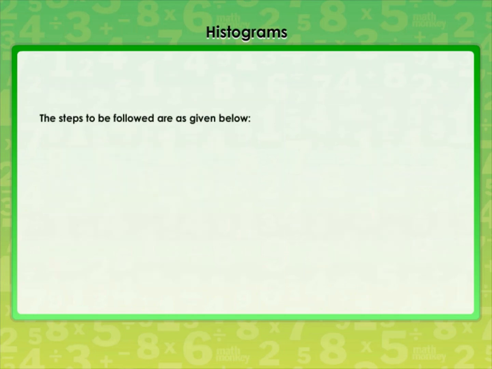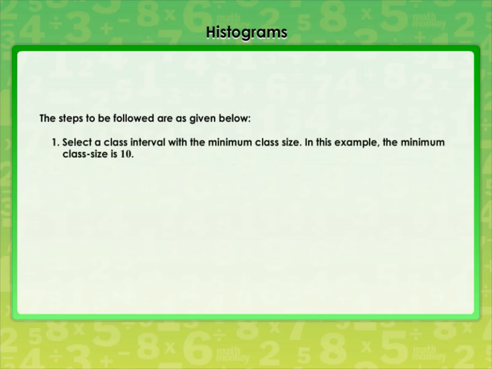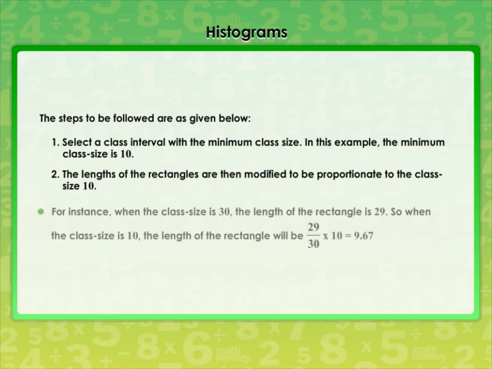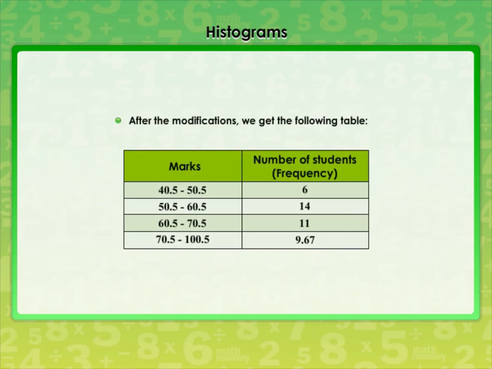The steps to be followed are as given below. 1. Select a class interval with a minimum class size. In this example, the minimum class size is 10. 2. The lengths of the rectangles are then modified to be proportionate to the class size 10. For instance, when the class size is 30, the length of the rectangle is 29. So when the class size is 10, the length of the rectangle will be 29 by 30 into 10, which is equal to 9.67. After the modifications, we get the following table.